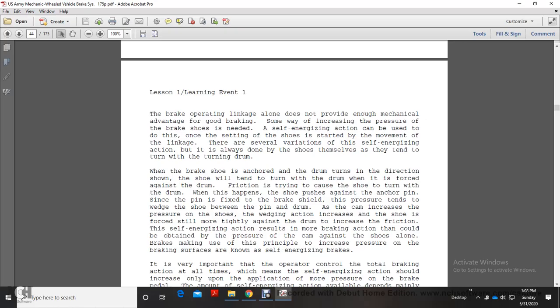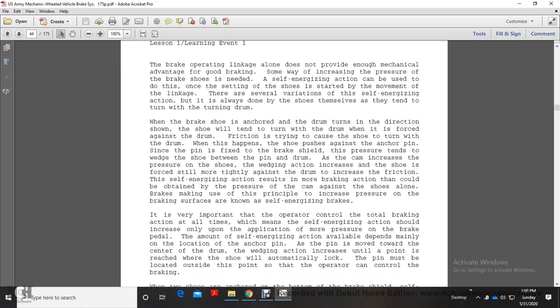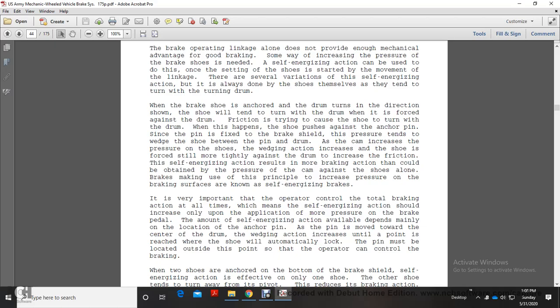There are several variations. Self-energizing action is always done by the shoes themselves with the turning of the drum. The brake shoe is anchored so that the drum turns in the direction of the shoe's tendency to turn when it is forced against the drum. The friction tries to carry the shoe around with the drum, so the shoe pushes against the anchor pin. Since the pin is fixed to the brake shield, the wedging action increases the pressure on the shoe, and the shoe is forced still more tightly against the drum, increasing the friction.